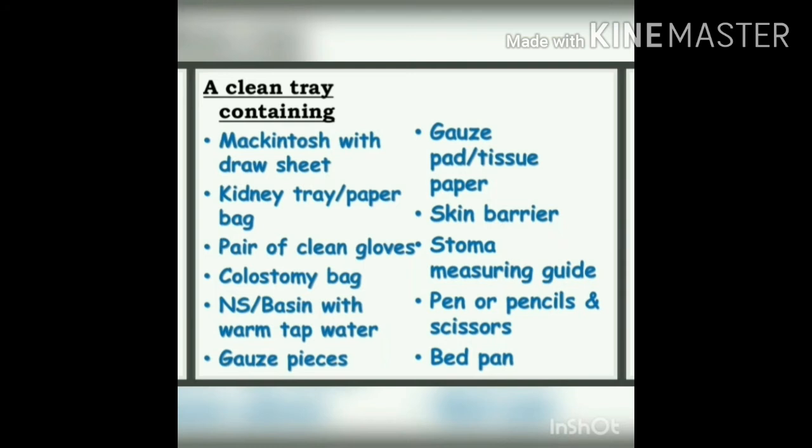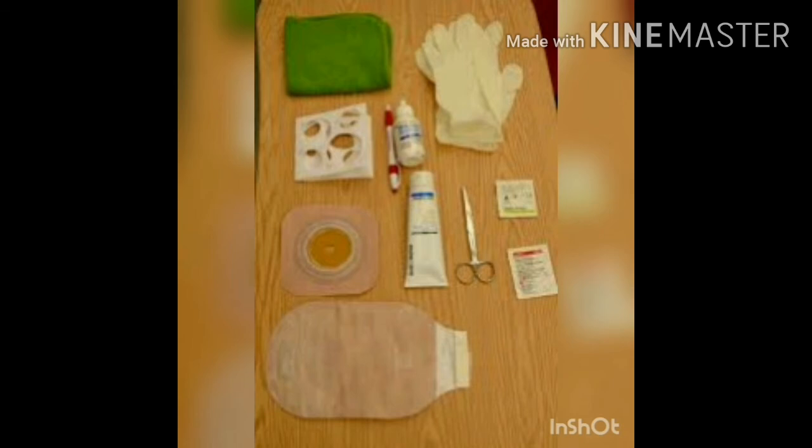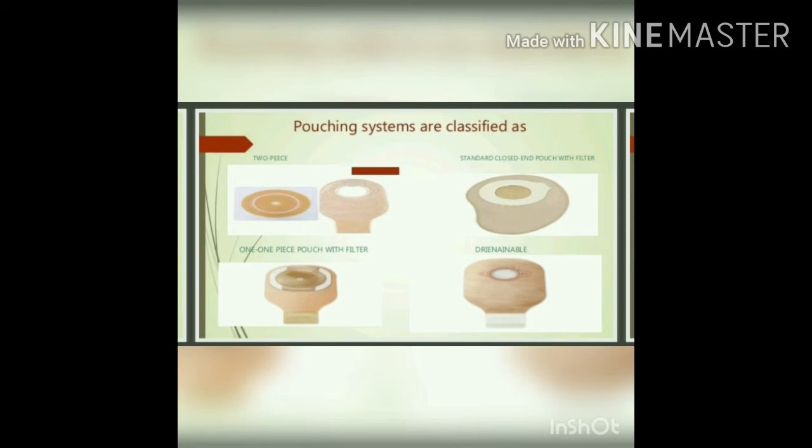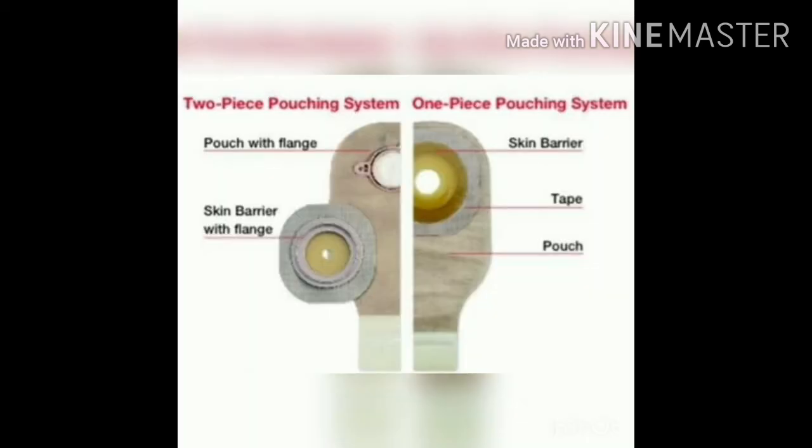As you can see in the picture, the different types of colostomy bags: one piece, two piece. Next, the parts of it: skin barrier, tape and the pouch.